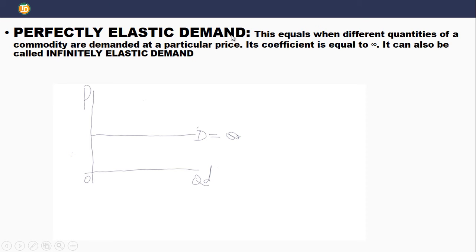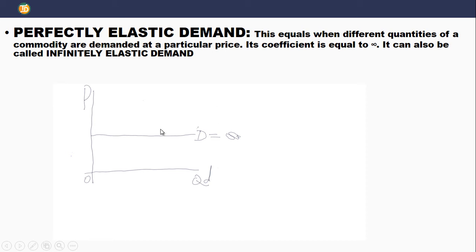Let's look at the other one, which is perfectly elastic demand. Perfectly elastic demand occurs when different quantities of a commodity are demanded at a particular price. So the coefficient is equal to infinity. So we can also call perfectly elastic demand infinite elastic demand or infinitely elastic demand.